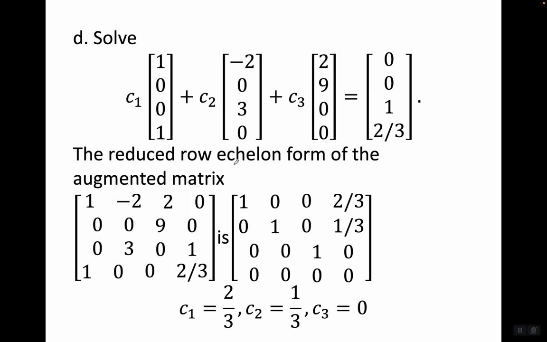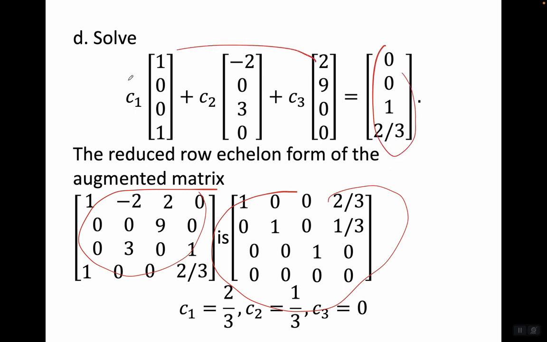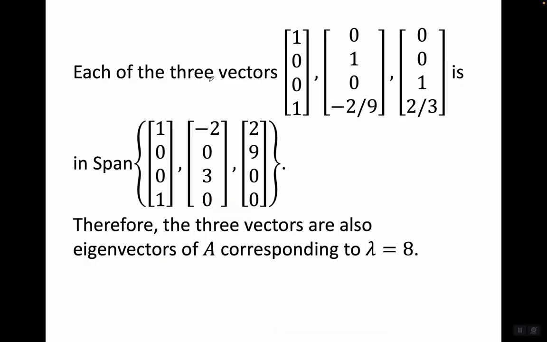The reduced row echelon form of this augmented matrix looks like this. In other words, C1 equals 2/3, C2 equals 1/3, and C3 equals 0. Great. So this one really is a linear combination of these three. So each of these three vectors is in the span of these. Therefore, the three vectors here are also eigenvectors of A corresponding to lambda equals 8.